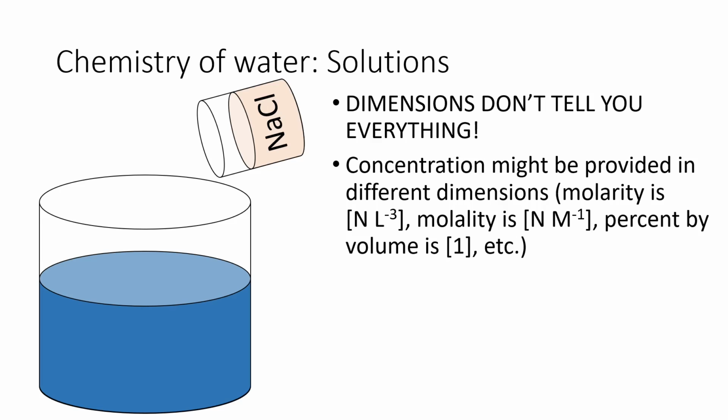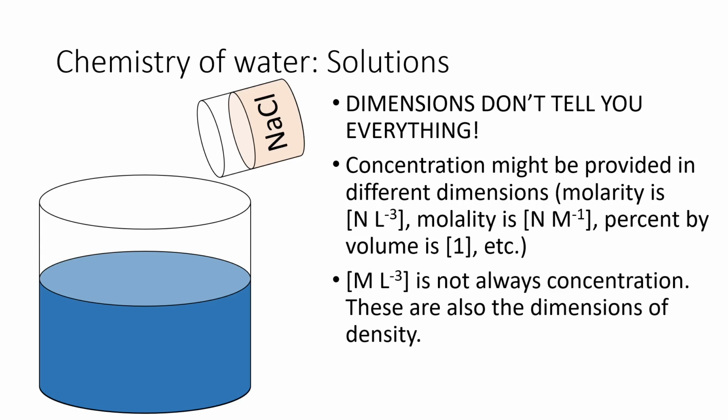Also, we might specify concentration as something by percent by volume. So alcohol is typically characterized like this. If you get a can of beer, it's going to give you the amount of alcohol by a percent by volume. That's the percent of alcohol relative to the total volume.